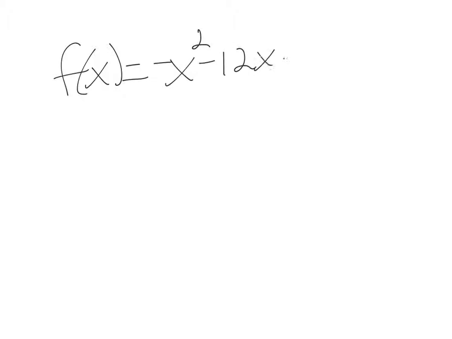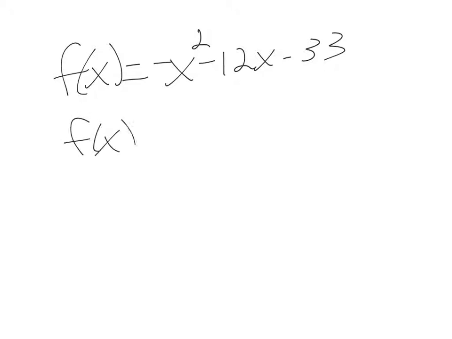On the back, f of x equals negative x squared minus 12x minus 33. No solving needed for this one. It's not equal to anything. We're just going to rewrite it after completing the square.